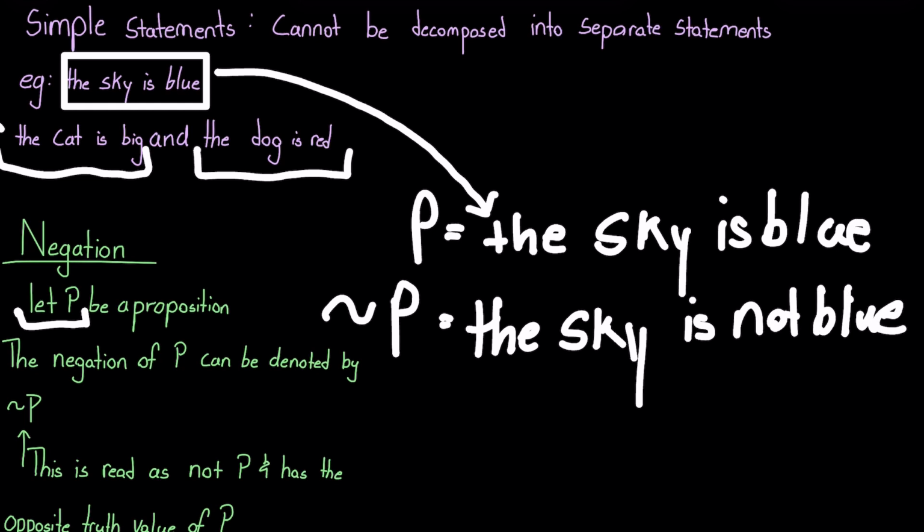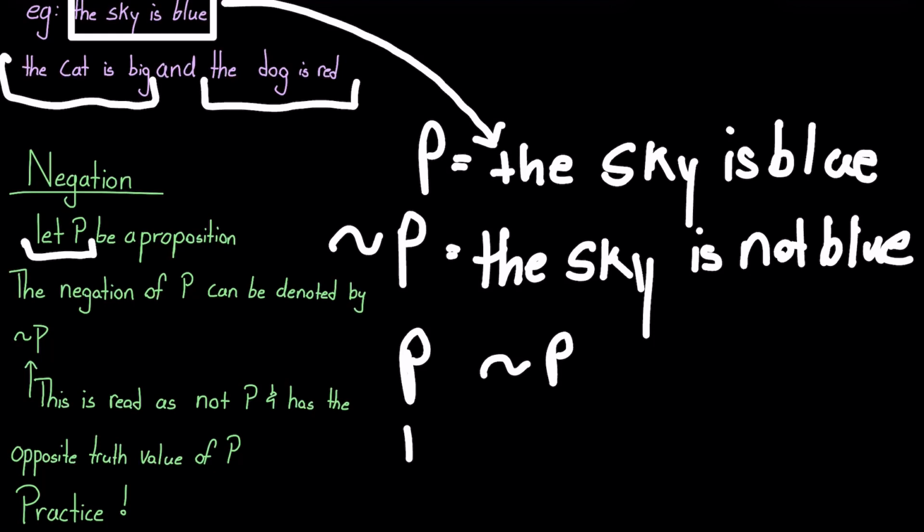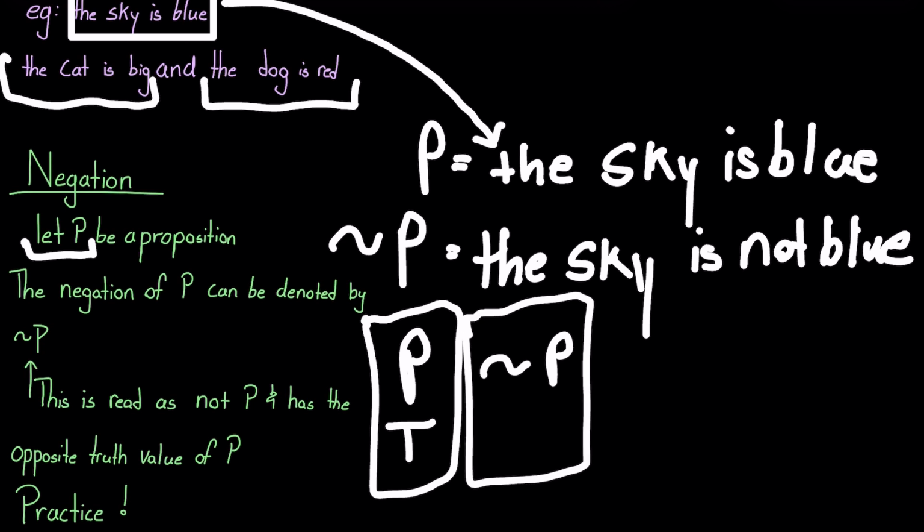And what can we do with this now? So we know P is equal to the sky is blue, and we know the negation of P is going to be equal to the sky is not blue. So that means that when the sky is blue, we can put 1, or for learning purposes, I'll just put T. So when the sky is blue with this P proposition, then that means that the statement the sky is not blue would be untrue. So we'd have to put 0 or false.